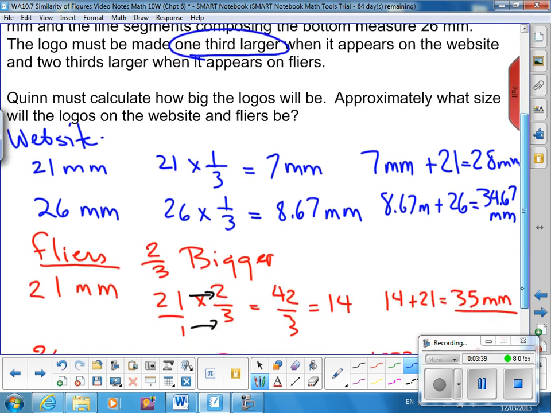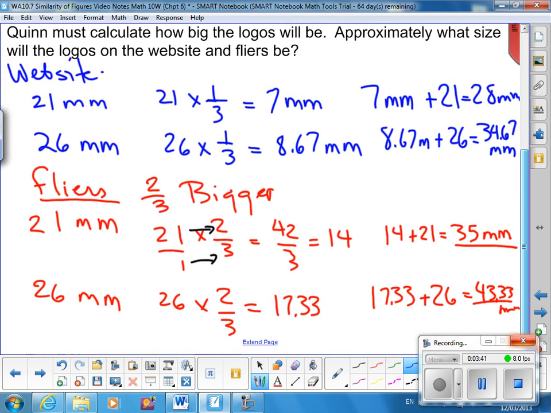For the flyers, we're going to do the same idea, but now it's multiplied by 2/3 bigger. So remember when you're multiplying that you multiply straight across, 21 times 2 and 1 times 3 to get 42 over 3, which is 14. Take the 14 and add it back to the original length, and our new dimension will be 35 millimeters.